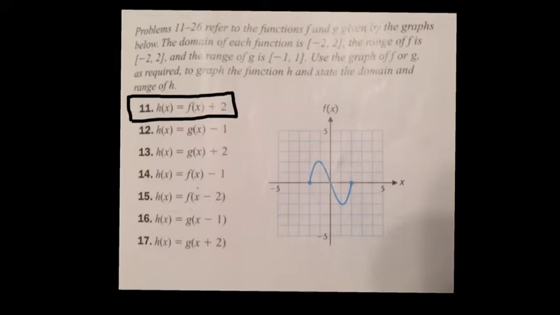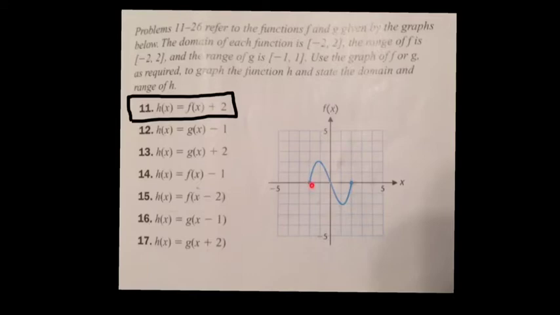So for number 11, we are asked to sketch h of x, which is described as f of x, so here's my function f of x, plus 2. This plus 2 is added on to the end of the function. It's not incorporated into the function itself. So that means that it would be a vertical shift of 2 units up. I can look at the points on f and shift several of them 2 units up and then just use that to get the shape of my new graph.